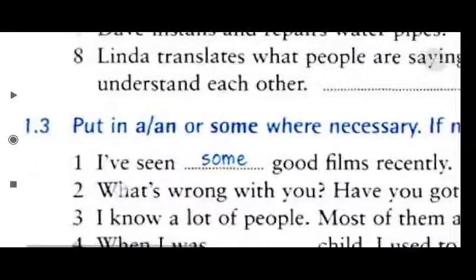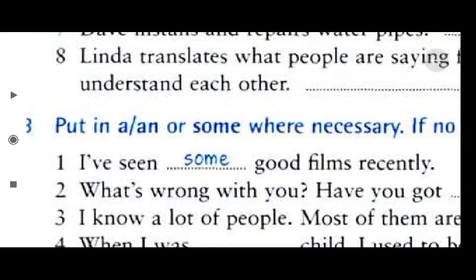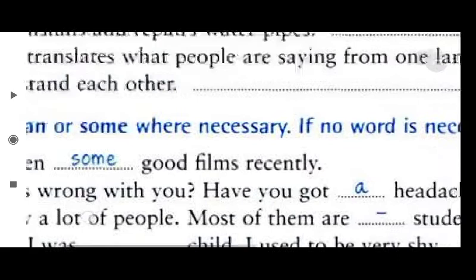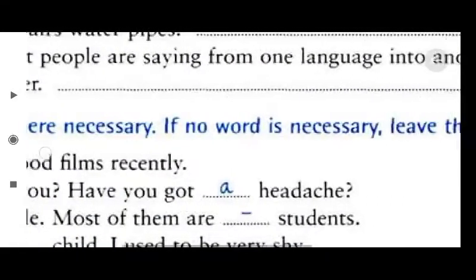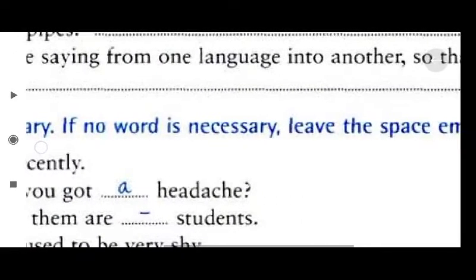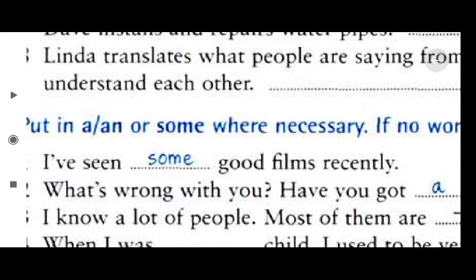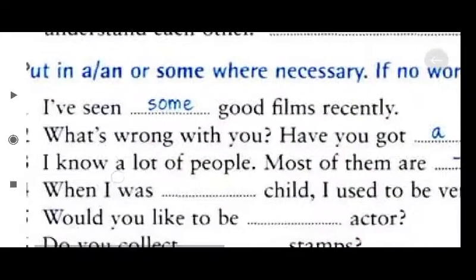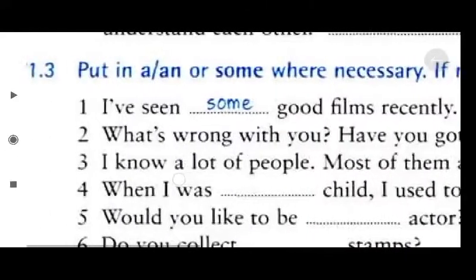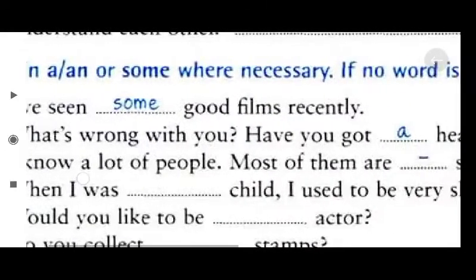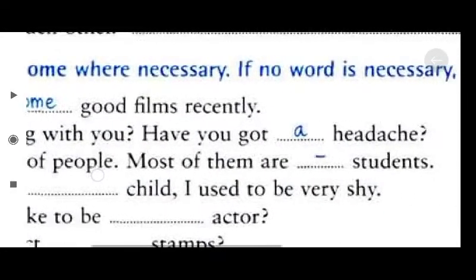Exercise number 3. Put in a, an, or some where necessary. If no word is necessary, leave the space empty. Number 1 is an example. I've seen some good films recently. What's wrong with you? Have you got a headache?